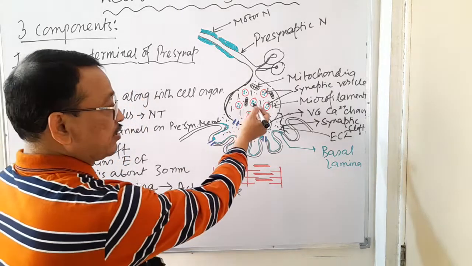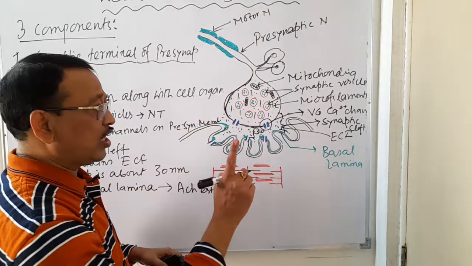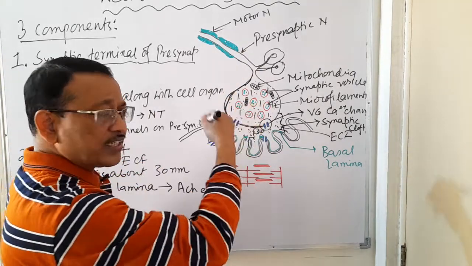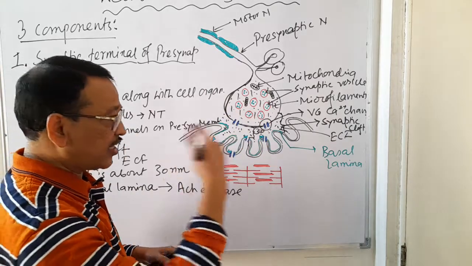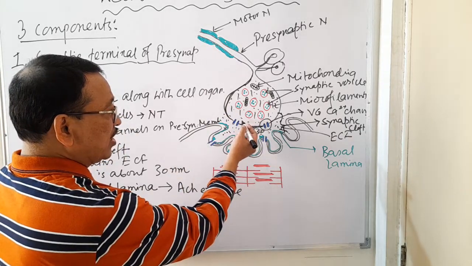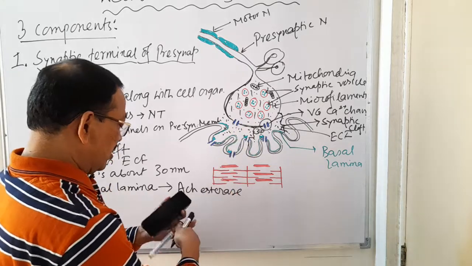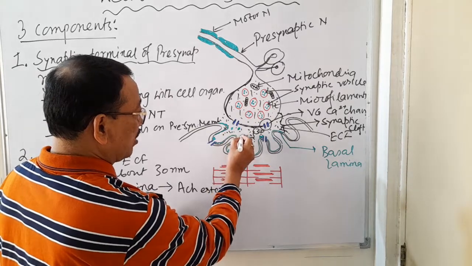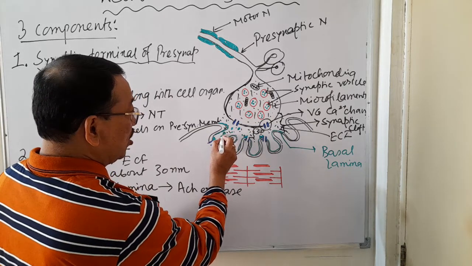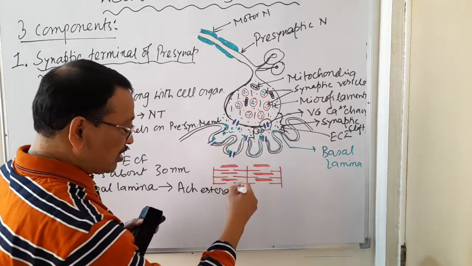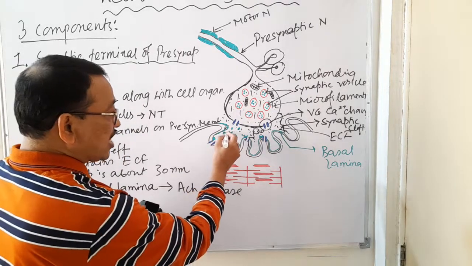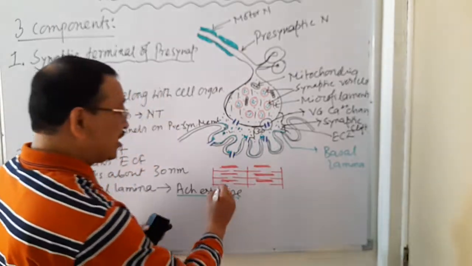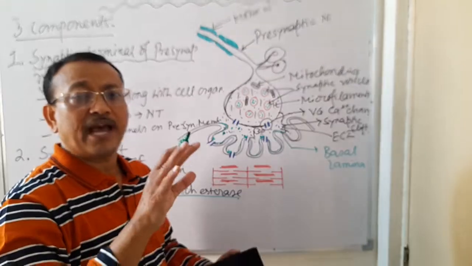As I told, the synaptic vesicle contains the neurotransmitter acetylcholine. Once the nerve is stimulated, acetylcholine is released. How it is released, I will discuss in another video. Once the acetylcholine is released here, it will bind with the receptor, which I will come to later. And once the action of the acetylcholine is over, the acetylcholinesterase enzyme breaks down the neurotransmitter acetylcholine.